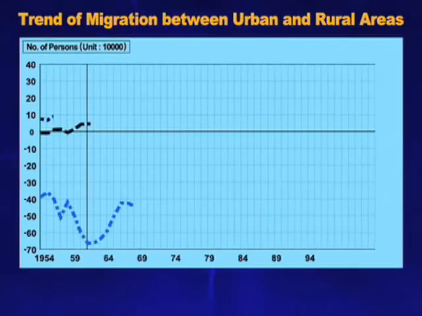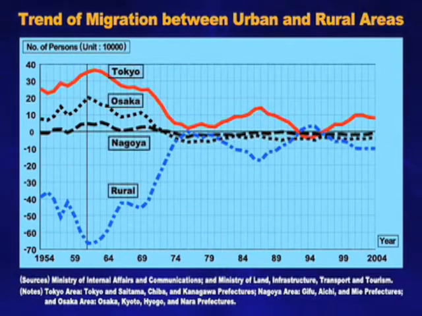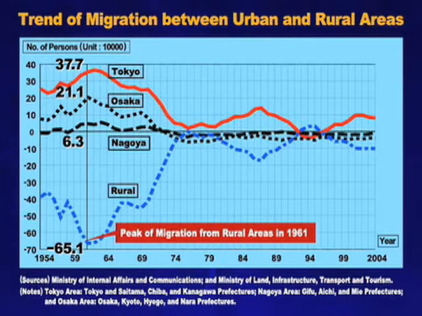This graph shows the demographic shift of rural and urban areas. As people seek employment, they move from rural to urban areas. This trend rose to a peak in 1961 at the start of high economic growth. This rapid demographic shift has led to underpopulation in rural areas and overpopulation in urban areas.